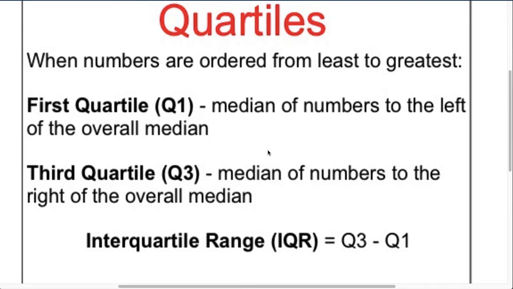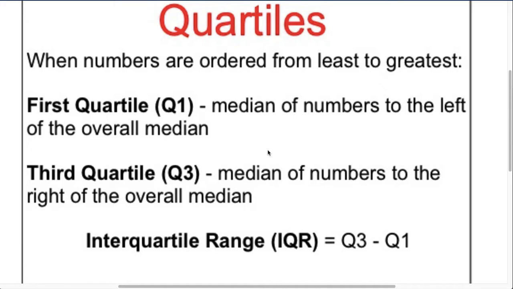Furthermore, another way to describe data is breaking it into quartiles, breaking it into groups of 4, in other words. Quarter as 4. There's 4 quarts in a gallon type of thing. So when numbers are ordered from least to greatest, the first quartile is the median of the numbers to the left of the overall median. So it's the median of the median, in other words. The third quartile is also the median of the median.